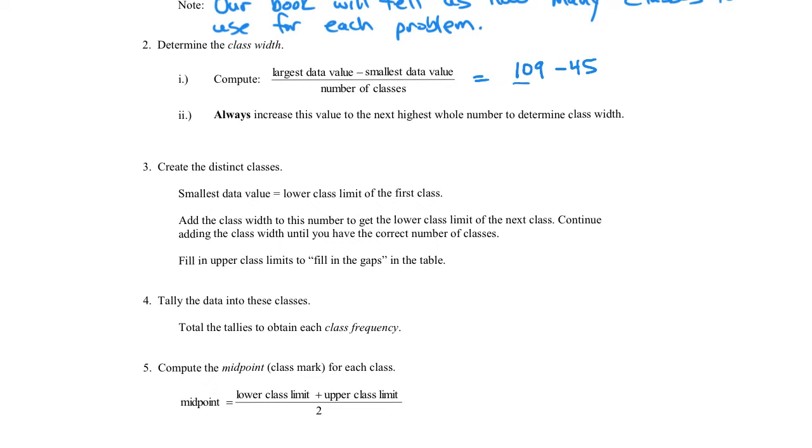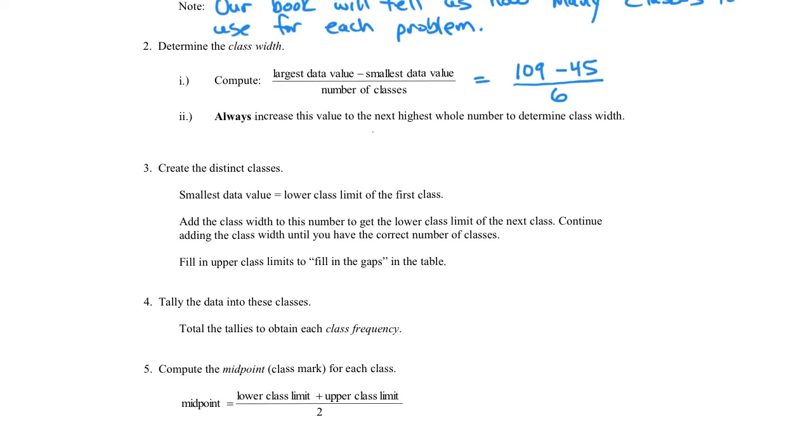We're going to divide by the number of classes. How many classes are there? 6. How do I know the number of classes again? It's given, right? Underneath all the numbers, it says use 6 classes. So this will be given to us in the book. So we have to look in this set of data, find the largest number and the smallest number, and then subtract the 2 and divide by the number of classes. So in this case, we get 64 over 6, or roughly 10.67.